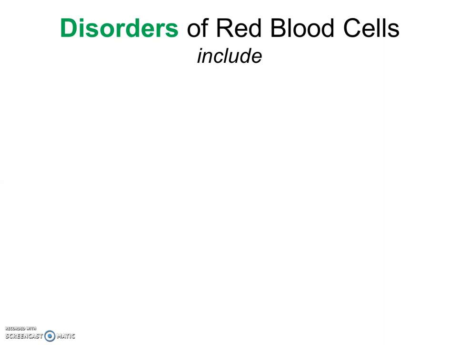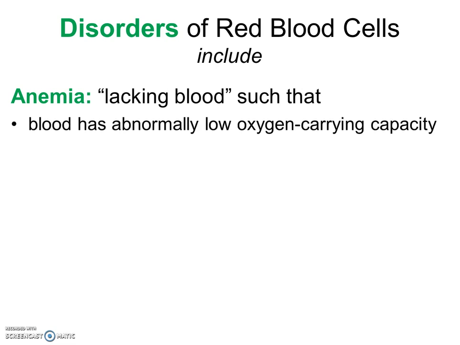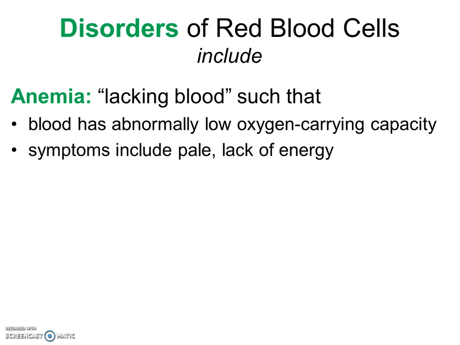All right, the last thing I want to tell you guys about red blood cells are some of the disorders. So let's start off with anemia, which is one I'm sure you all heard of. It literally means lacking blood. And in this particular case, red blood cell. So think about someone you may know who has anemia or what you know about anemia, and think about some of the symptoms of an anemic person. When the person is lacking these red blood cells, they can't carry oxygen, so they'll have an abnormally low carrying oxygen capacity. And some of the symptoms you might see are paleness and lack of energy.